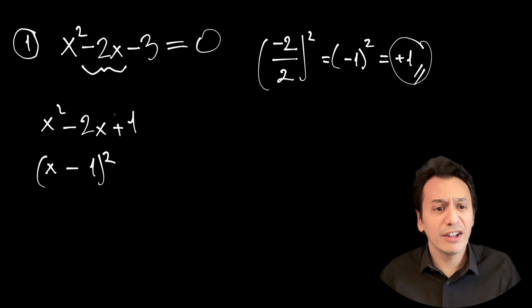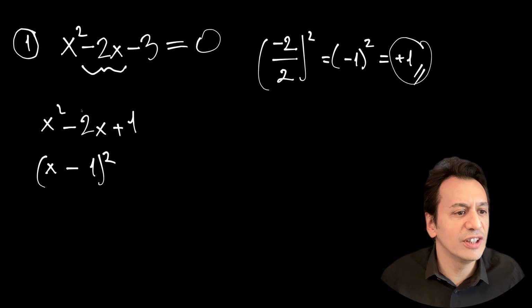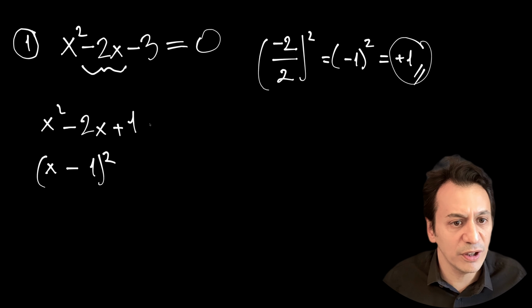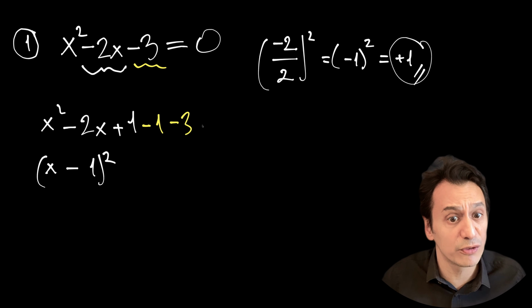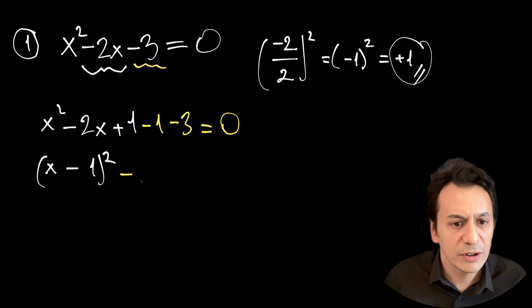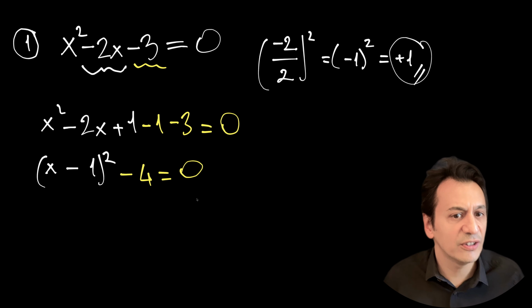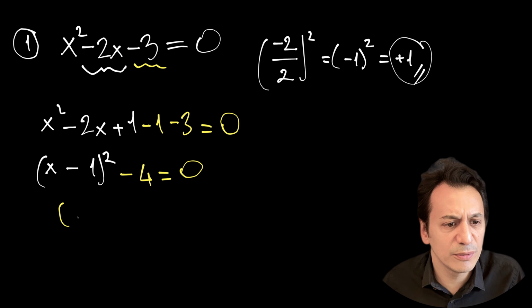But I cannot just add 1 here, I cannot change the equation. So I have to put a minus 1 here, and there is this minus 3 coming from the original equation. So this turns into this equation. Okay, now from this point, I just solve the equation.